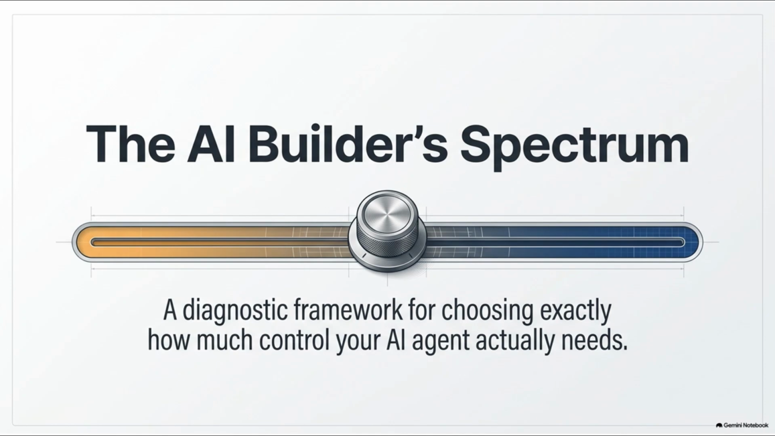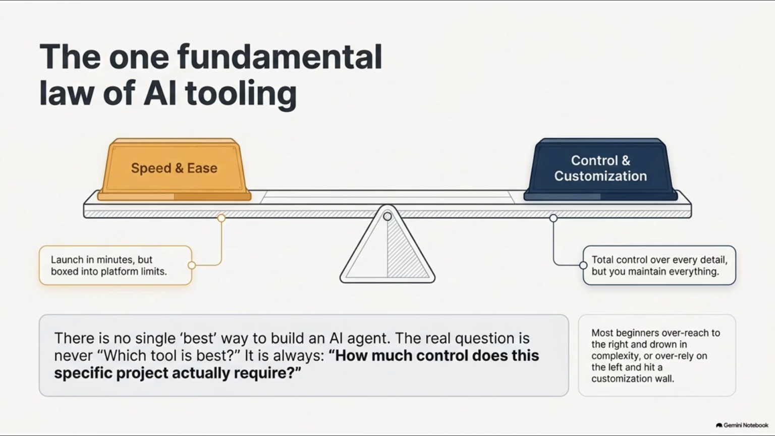There are four completely different ways to build an AI agent, and picking the wrong one will cost you weeks. Most people never learn this. By the end of this video, you'll know exactly which one is right for you. Let's map it. Here's the one law that governs all of it.